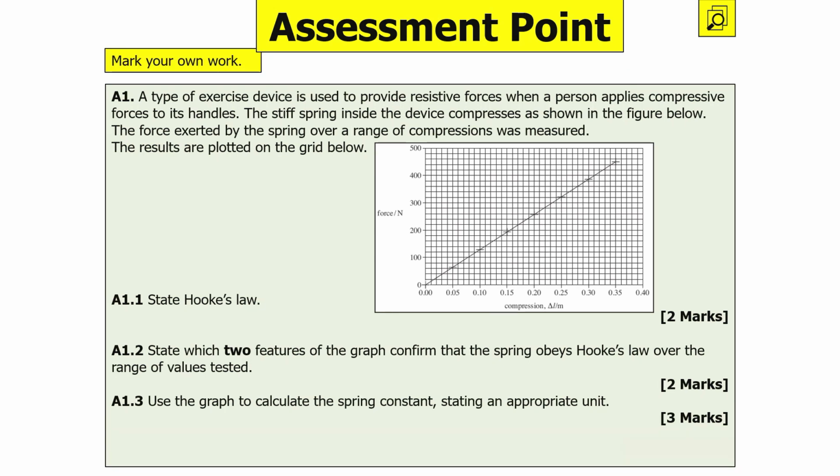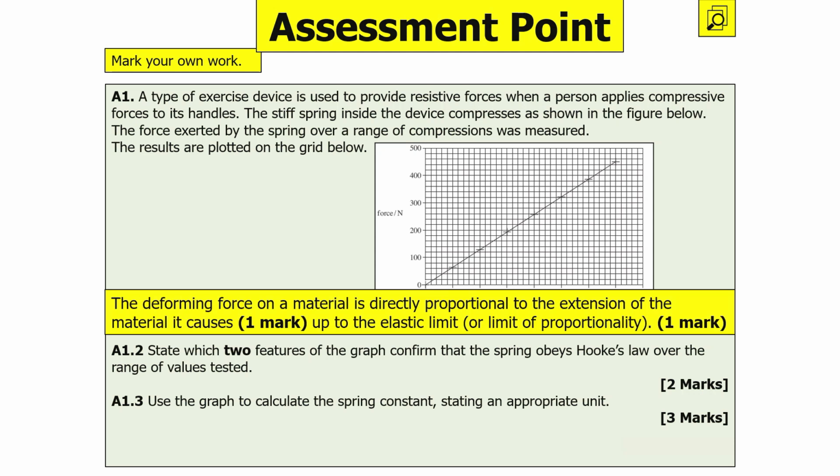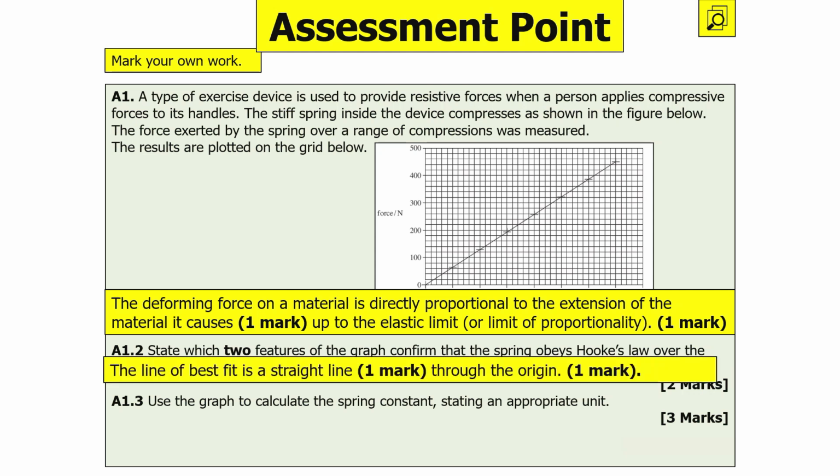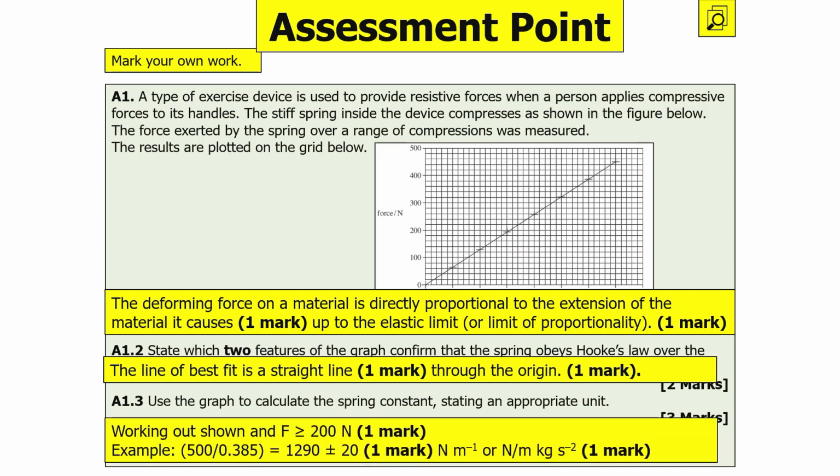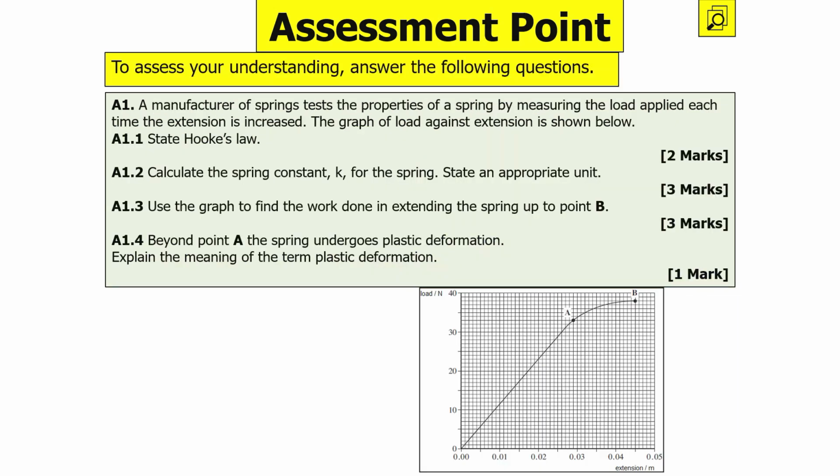Right, in our first one, we know that the deforming force on a material is directly proportional to the extension of the material it causes up to the elastic limit. We know it has a line of best fit, which is a straight line and through the origin. Now again, we work out the gradient of the line and we should get it to be 1290 newtons per meter.